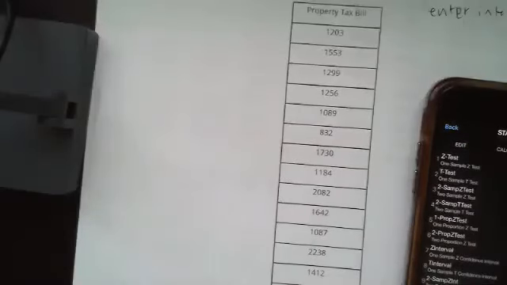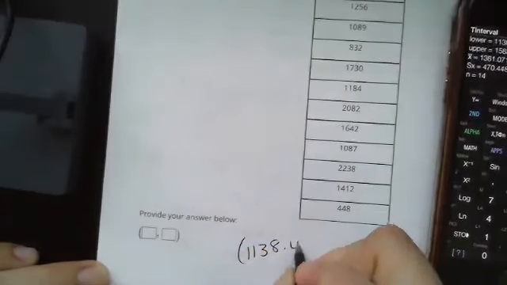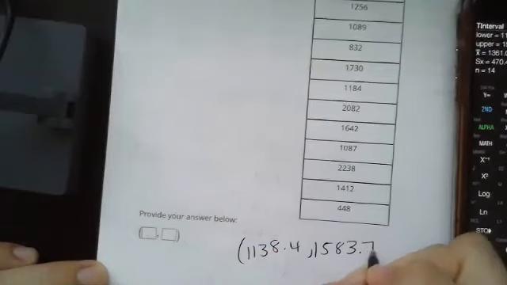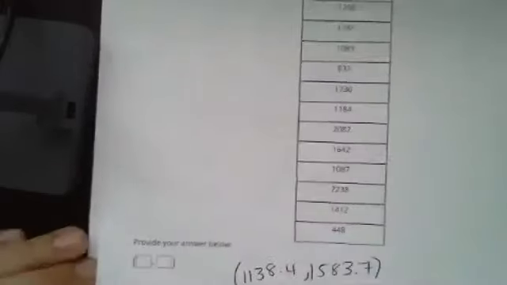Okay, so then let's get out of there, and we want to do an interval. So we want to do T interval because we're given a list, and then we want the confidence level to be 90, so we calculate that, and our interval is 1138.4, comma 1583.7. Okay, and that's 44.